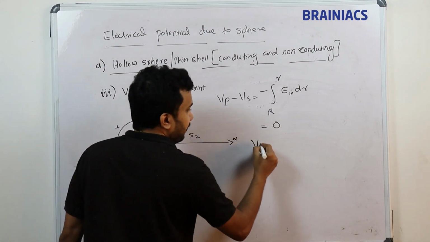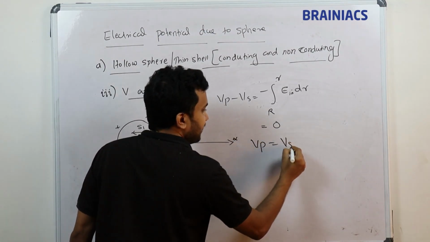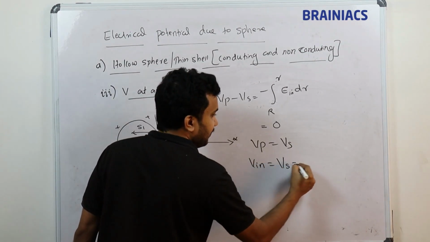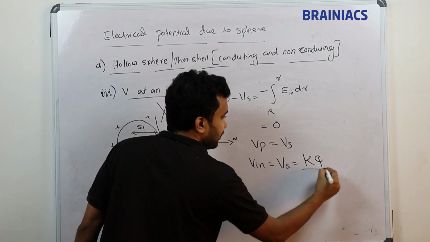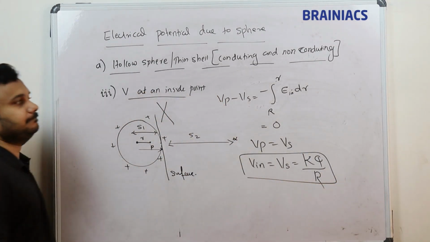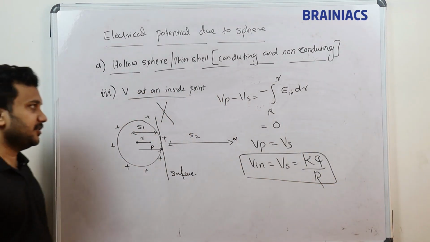Which means Vp will be equal to Vs. Vp means our inside point. So the inside potential will be equal to the surface electric potential. The surface potential is kq divided by R. That's all. This is the concept behind this.